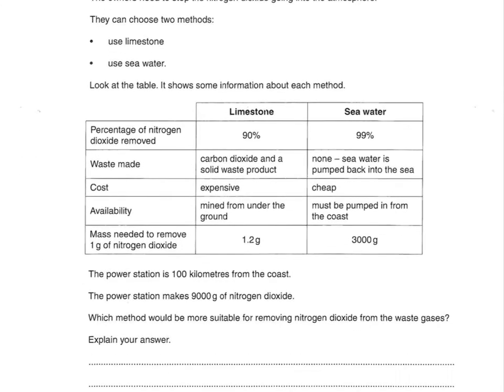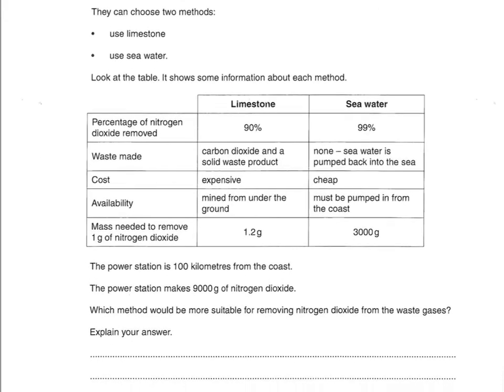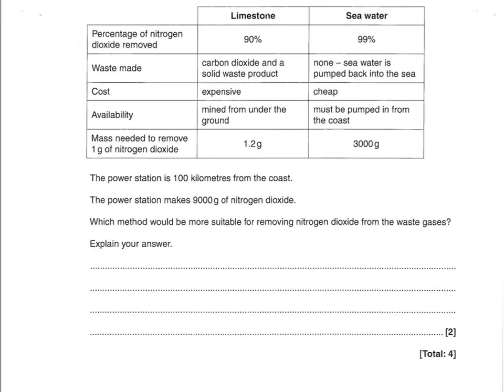So 1 mark for the symbols and 1 mark for the balancing. The power station produces nitrogen dioxide gas. The owners need to stop nitrogen dioxide going into the atmosphere. They can choose 2 methods. So there's the 2 methods. Look at the table, it shows some information about each method. The power station is 100 kilometres from the coast. The power station makes 9,000 grams of nitrogen dioxide. Which method would be most suitable for removing nitrogen dioxide from the waste gases, and explain your answer.